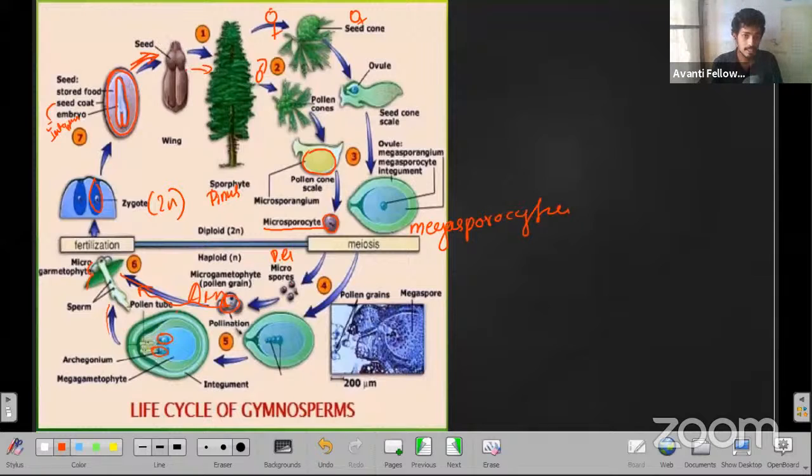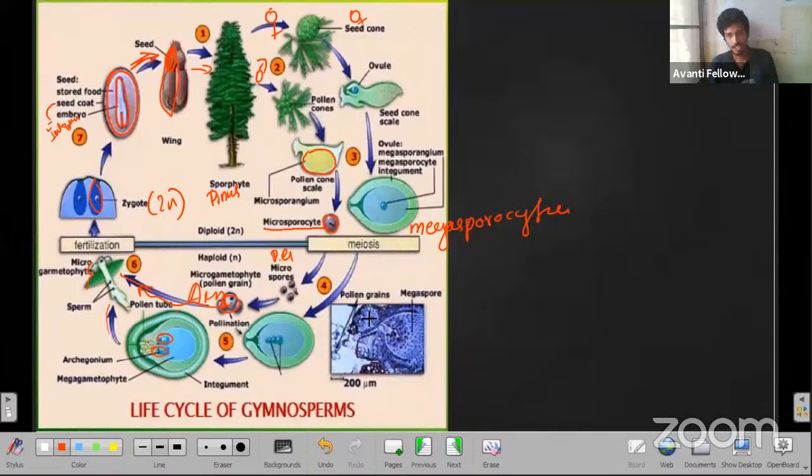Okay, this is only the seed. This is the wing, you can see. This winged seed will travel further from the tree, and when it germinates, it will give rise to a new plant, or new sporophyte. Okay, so this is the simple process.